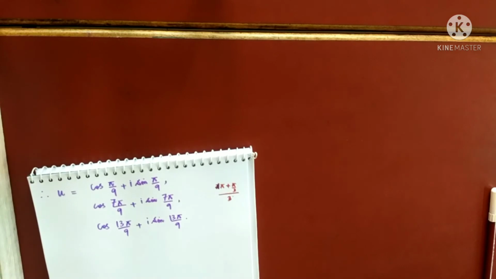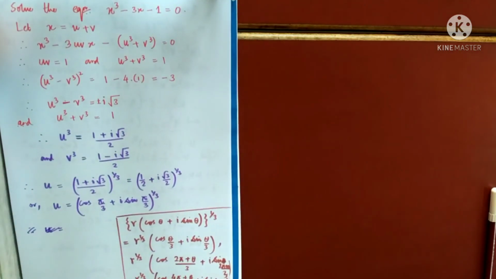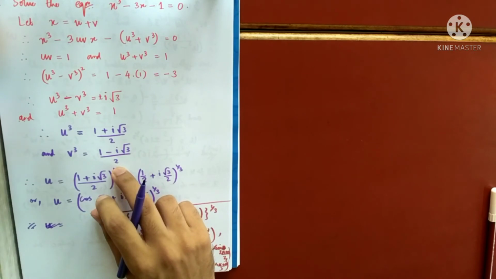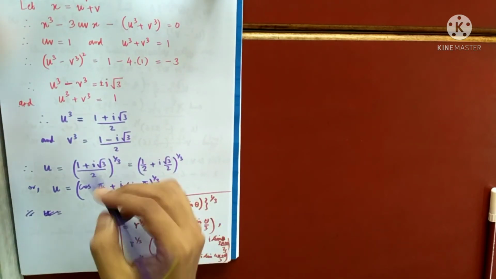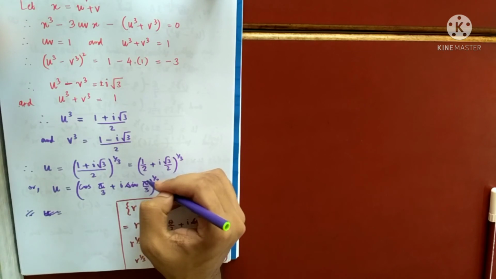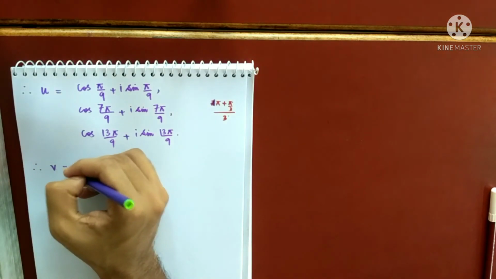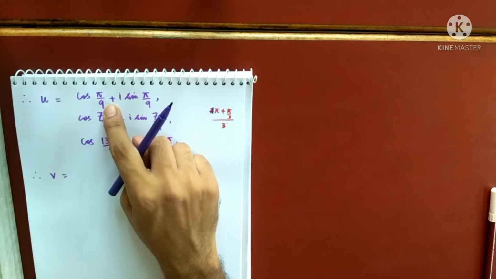Okay. Now look at one thing. V is nothing but the conjugate of U cube. So remember, its polar form will have just a minus here and a minus here. So what are the values of U therefore? You just replace all the angles here by minus.